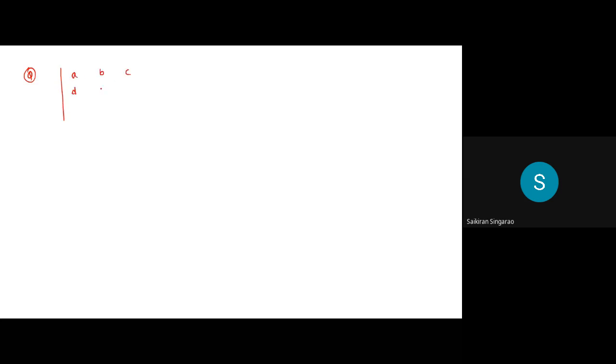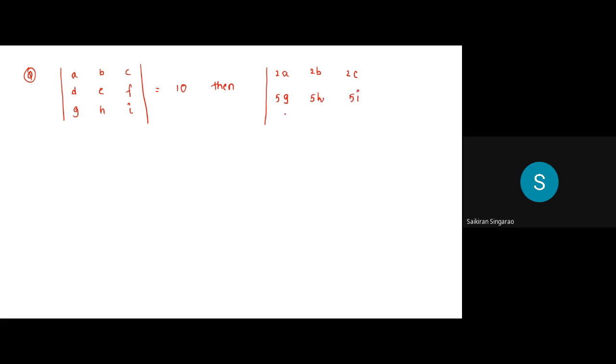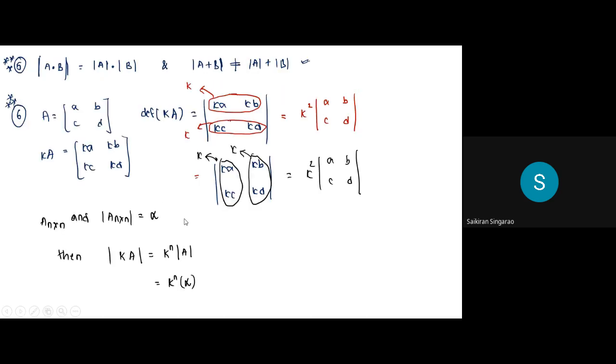A, B, C, D, E, F, G, H, I. If this is there, its determinant is say 10. Then determinant of 2A, 2B, 2C, 5G, 5H, 5I, minus D, minus E, minus F is equal to dash. Can you give me the answer for this? If you have understood the last two properties, can you give me the answer for this?